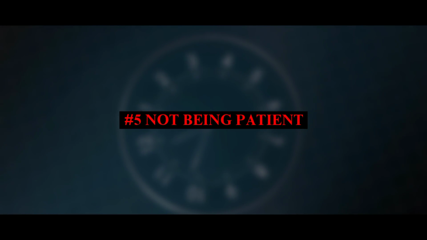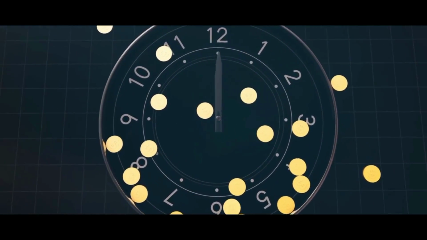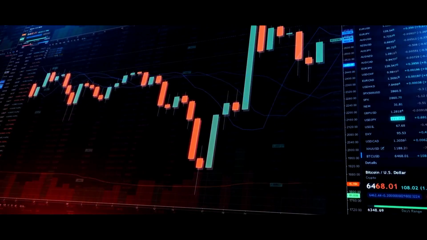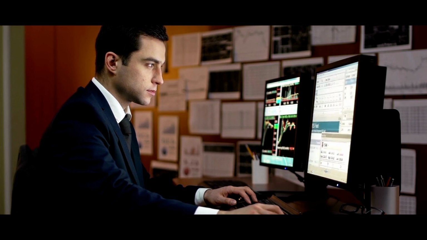Not being patient. Investing is a long-term game, and it's important to be patient and stay the course. Don't get swayed by short-term market fluctuations. Stay focused on your long-term financial goals.